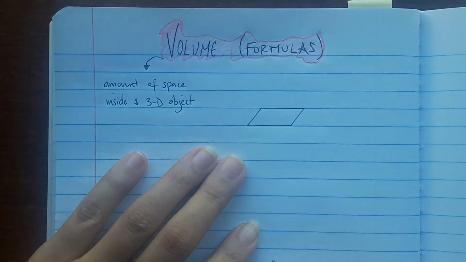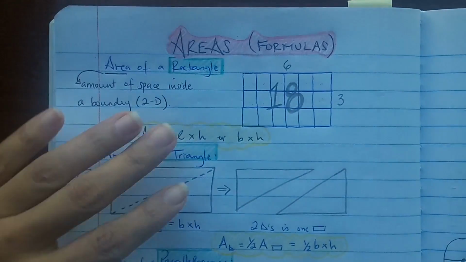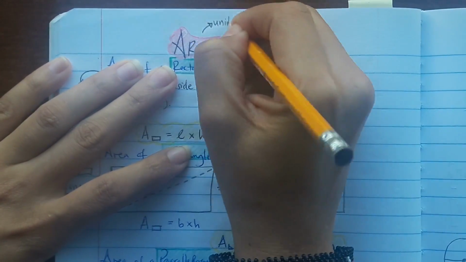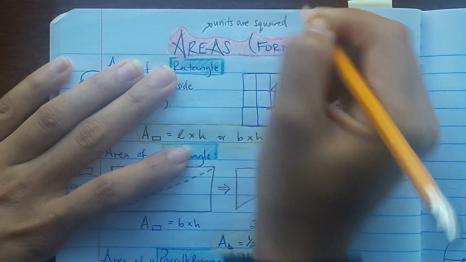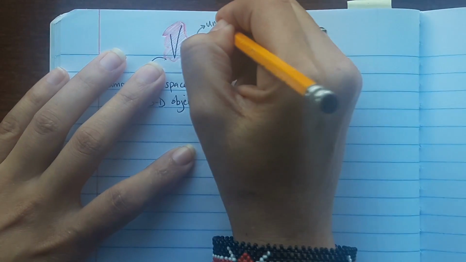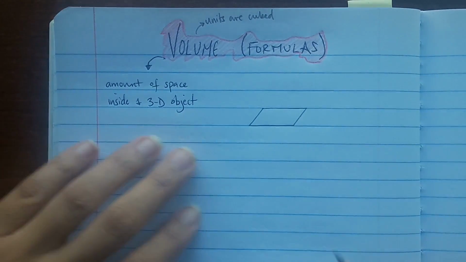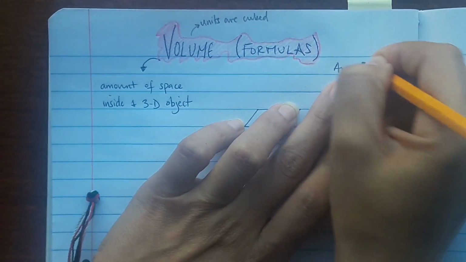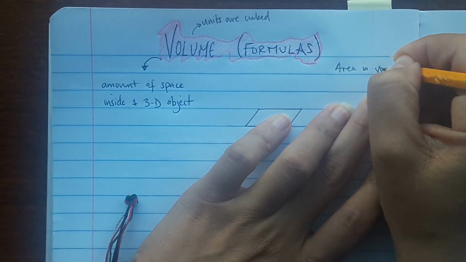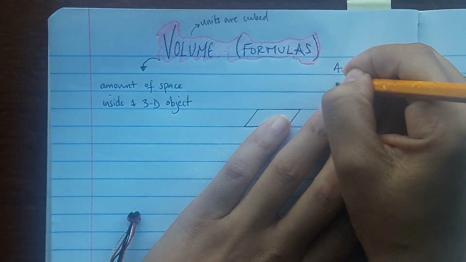Alright, so we start with a rectangle, that's 2D, right? Area units are squared, and volume units are cubed. Just very, very important that you know the units as well. Alright, so area is volume of a 2D shape with the height of 0.